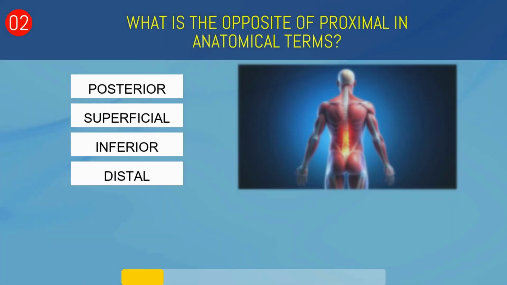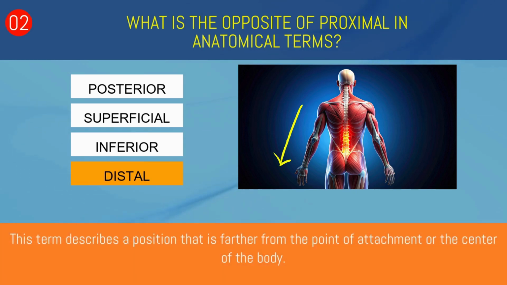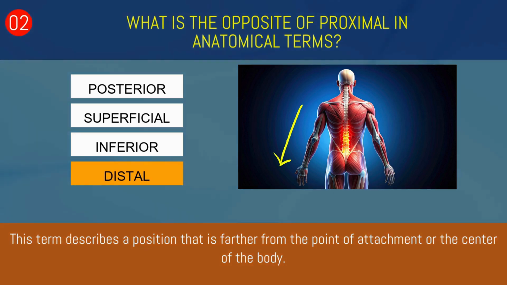What is the opposite of proximal in anatomical terms? Posterior, superficial, inferior, or distal? Distal. This term describes a position that is farther from the point of attachment or the center of the body.